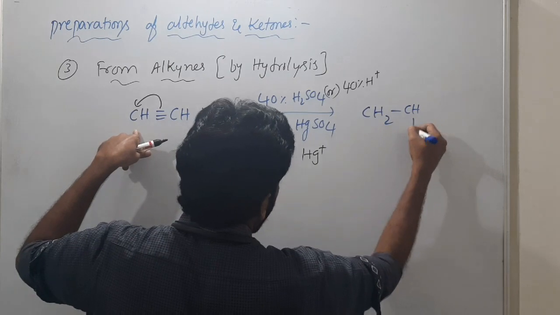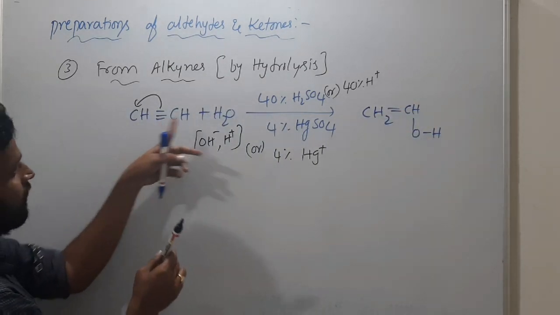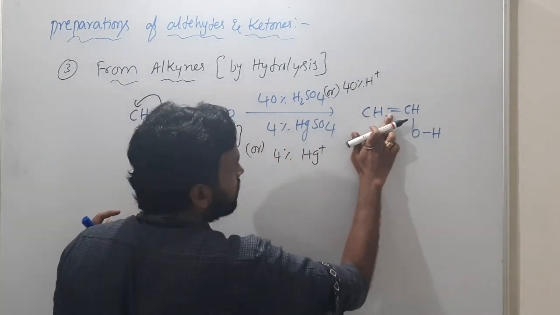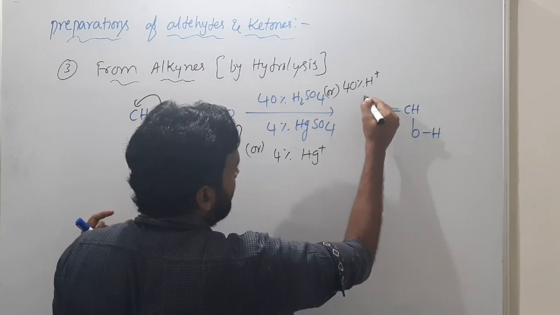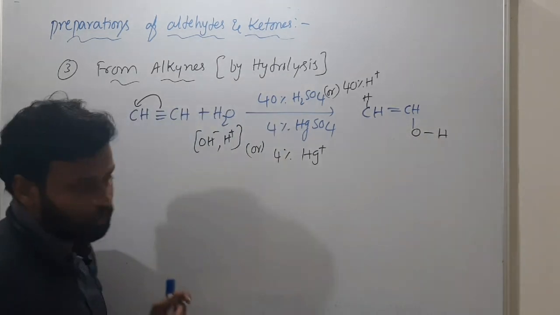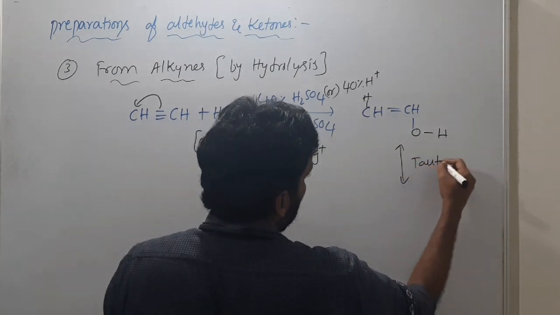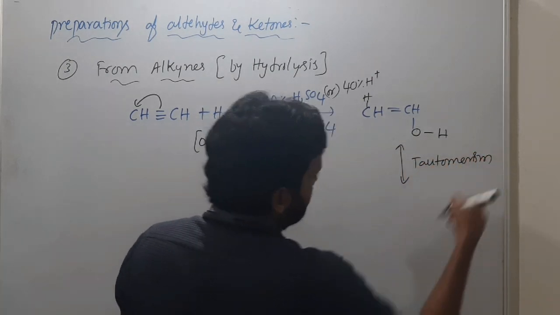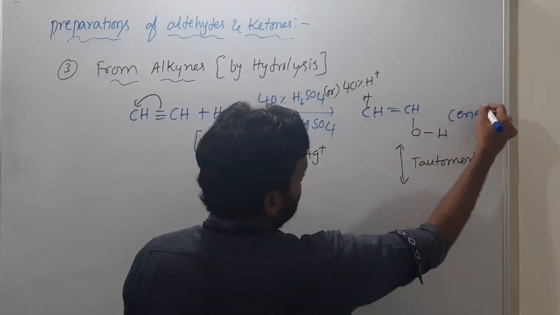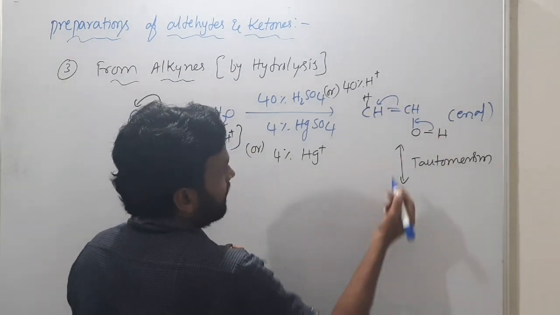CH2 and CHOH. Is it called enol? Because the triple bond became a double bond and H plus was added here. If you want, I will write clearly: one of the hydrogens was added here and OH was added here, a water molecule. So what is this called? Tautomerism. Do you remember tautomerism? Why is it important? This is the enol form.